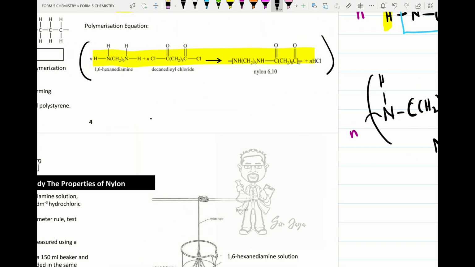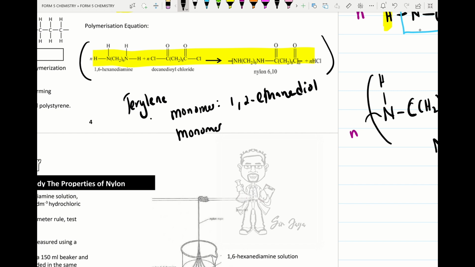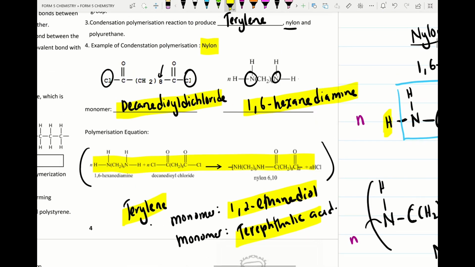Another polymer that undergo condensation polymerization, please remember terylene. This terylene is made up of two monomer. The first monomer is known as 1,2 ethanediol. Another monomer is known as terephthalic acid. So these two monomer, please remember for terylene. Move on to the next part.